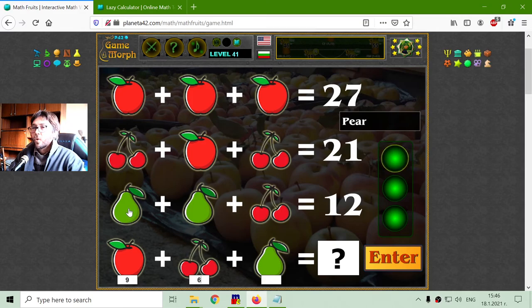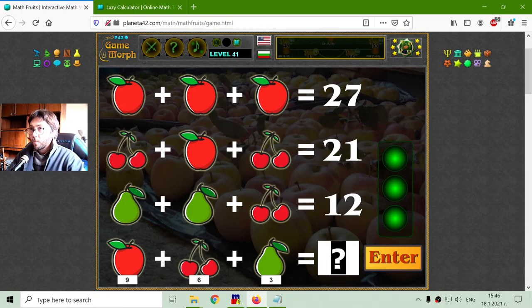And the last row is a pear plus cherry, which have a sum of 12. Again, 12 minus 6 is equal to 6. 6 divided by 2 is equal to 3. That should mean that the pear equals 3. Now, this is the heart-beating moment. I hope it's correct to get my level.